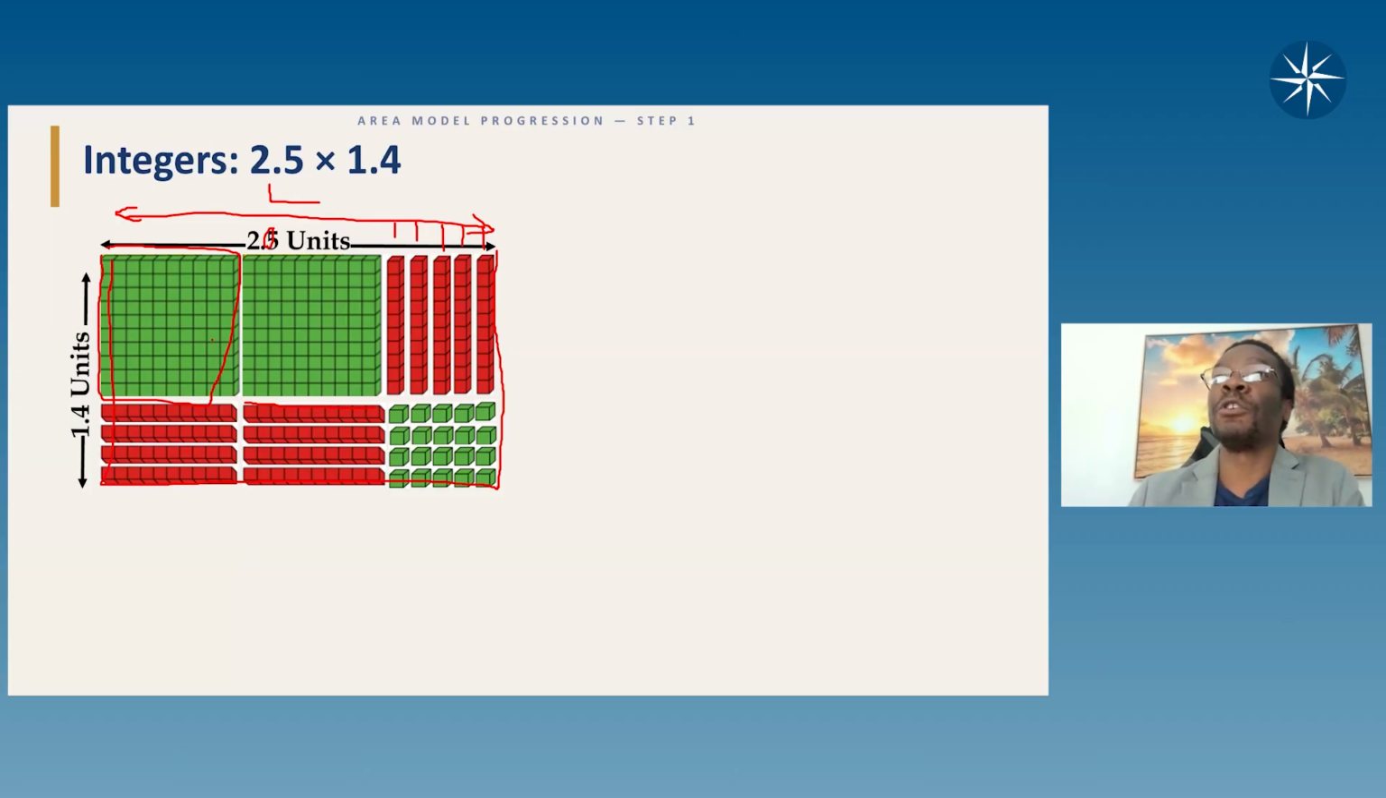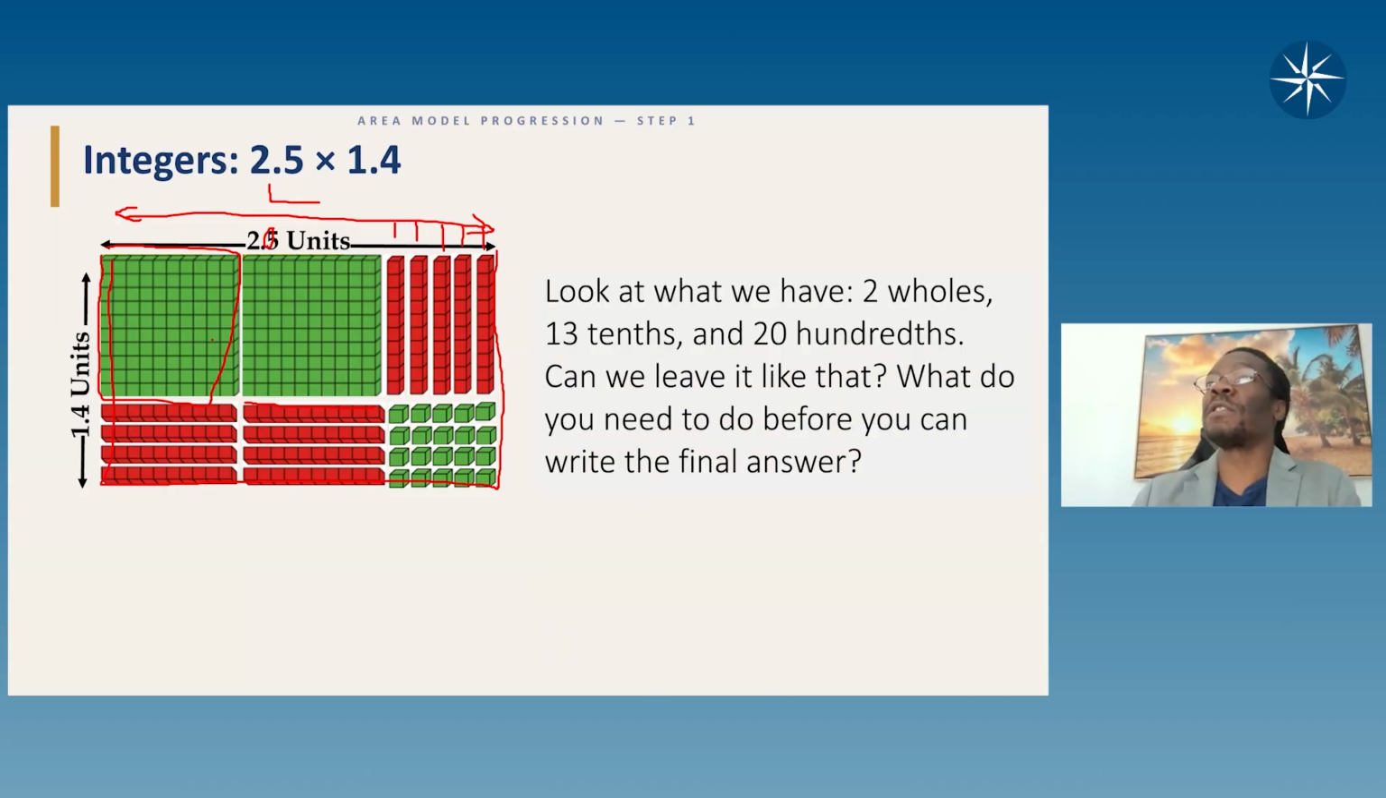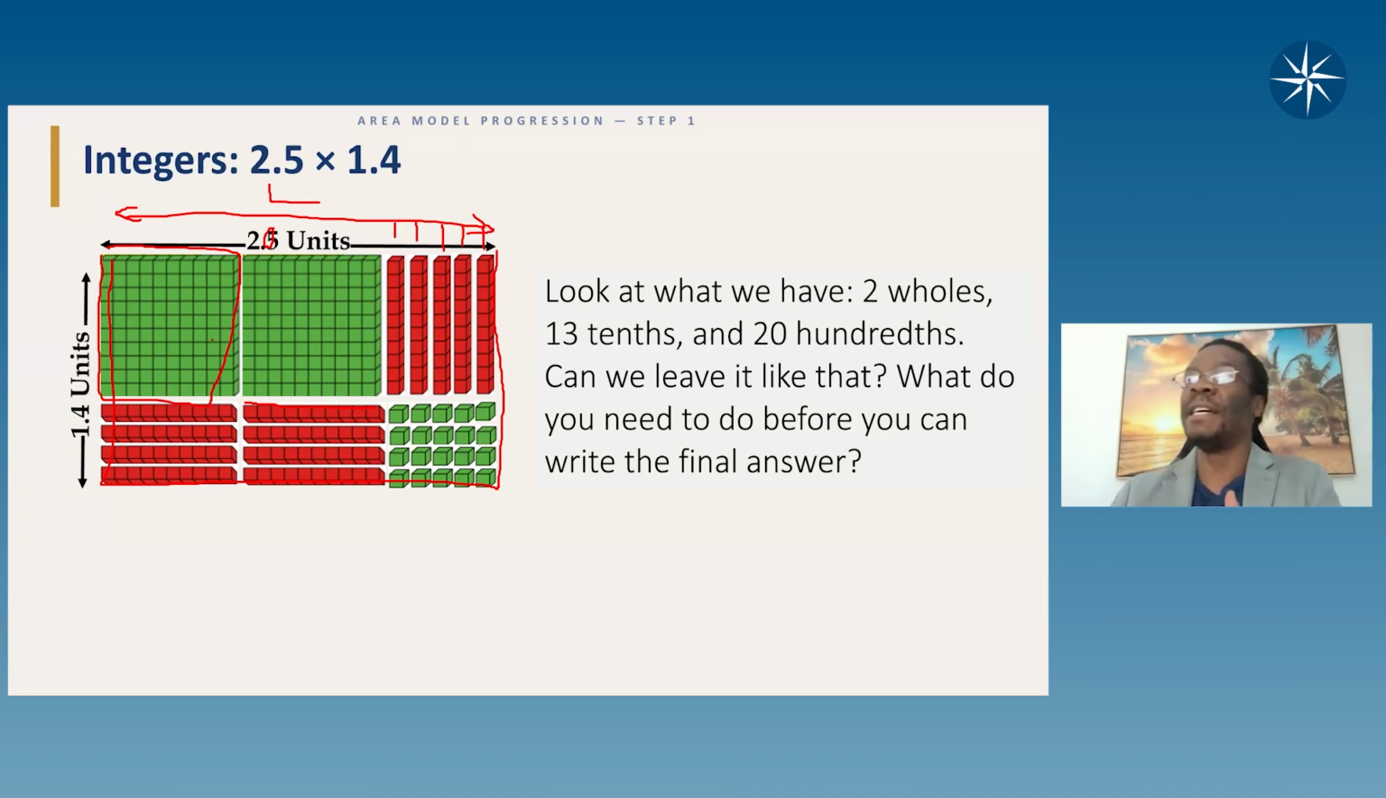So here we have two wholes, 13/10, if you count them up, 20/100ths. We know we cannot leave it like that. So what we can do to help students arrive at the right answer is to start regrouping. So we know that 10 of these tiny ones will give you one of the rods, and 10 of these rods are going to give you one of the units. So we start regrouping that way.